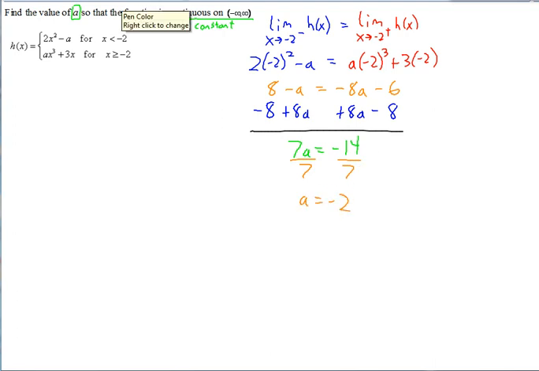So what that means is if we were to plug in -2 for a right there and for a right there, that would make these two pieces meet up at the breakpoint. The left and right limits would be equal.